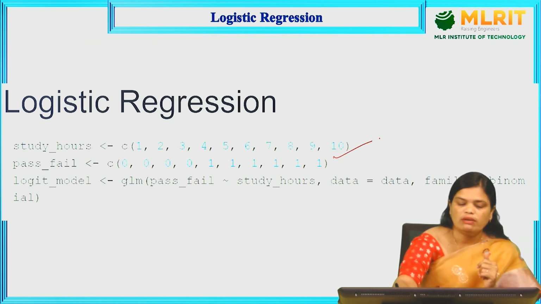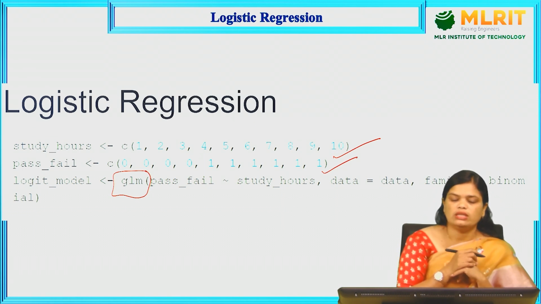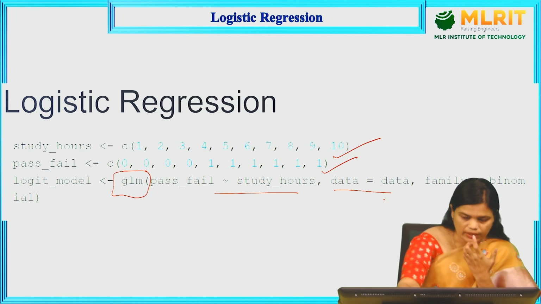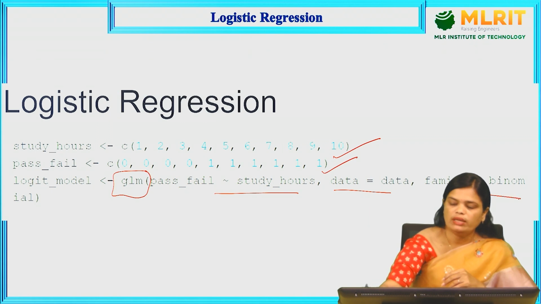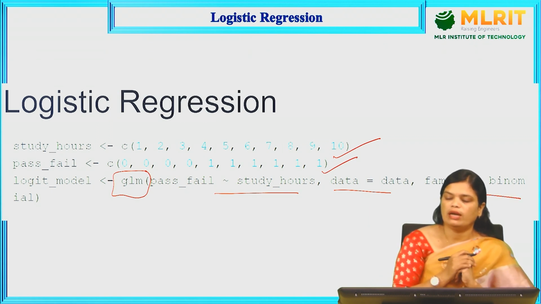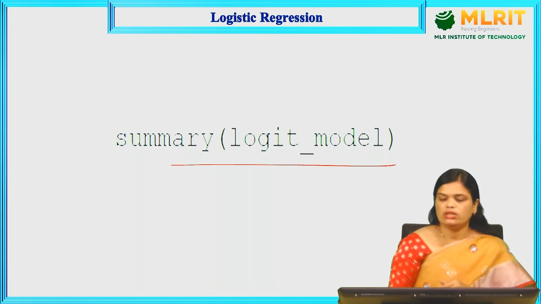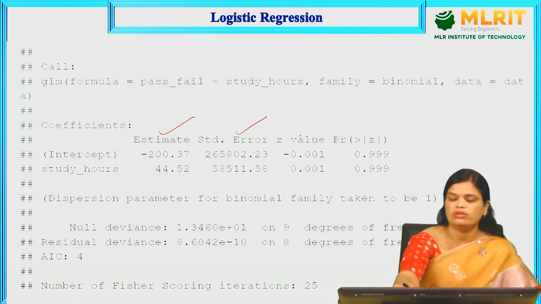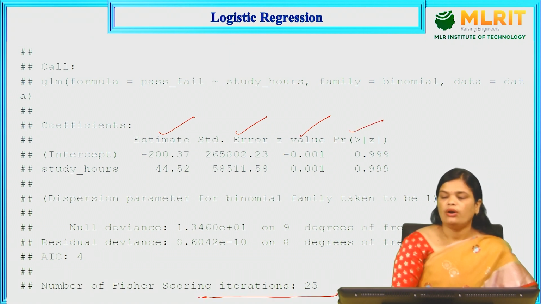So here I have the study hours data and the pass and fail data, and glm is the built-in function used for logistic regression. And here I am applying it to the study hours and the data I have created. glm is for logistic regression, and the family I am applying is the binomial family. And I am displaying the summary of the logistic model. Look here. So I have got the estimate, standard error, z values, and the probability values, and the number of iterations as 25.